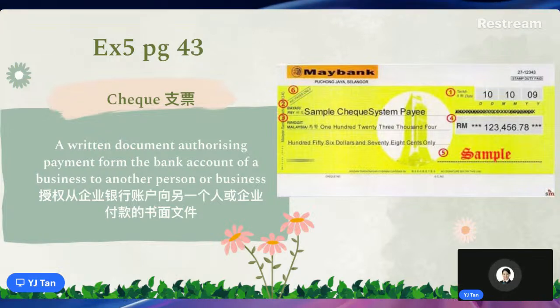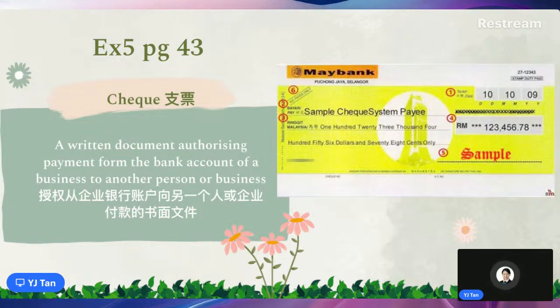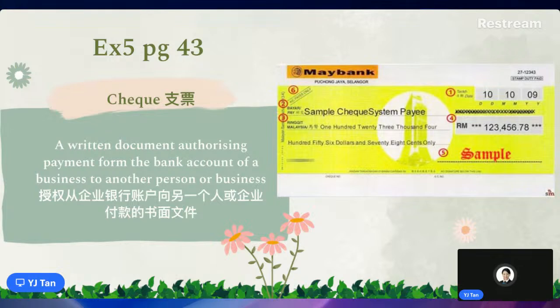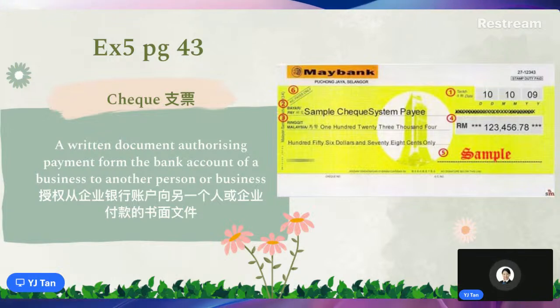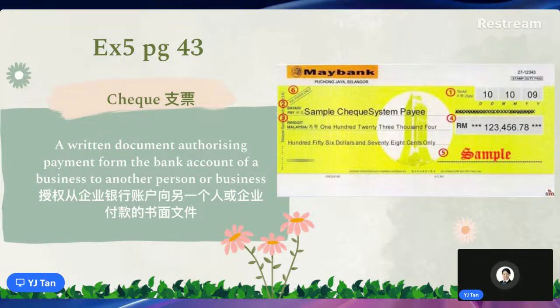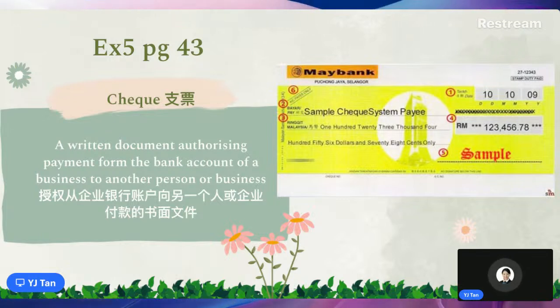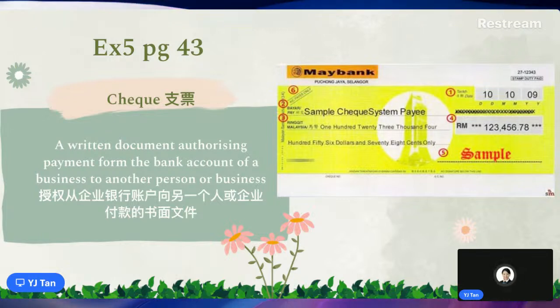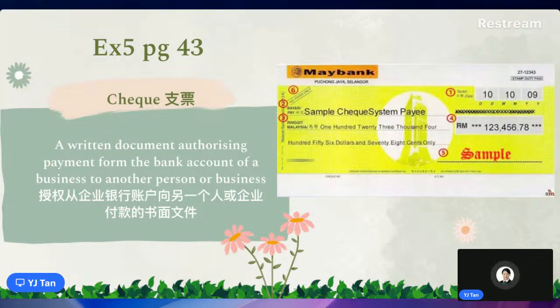Right. Then number 3 is the amount written in words, in English or Bahasa or any language. And number 4 is the amount in numbers, how much the value of this particular check is. And lastly is the signature. Signature is really, really critical to authorize this particular business document.